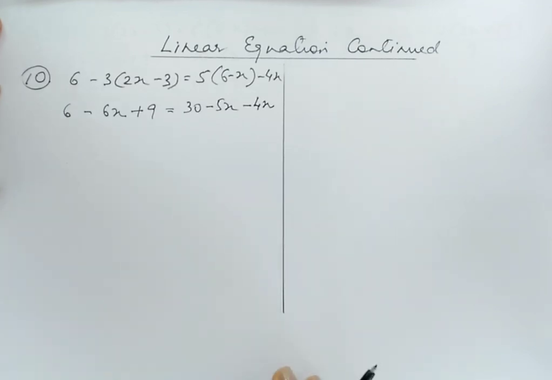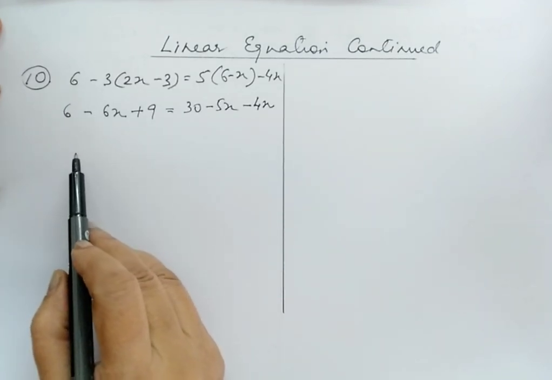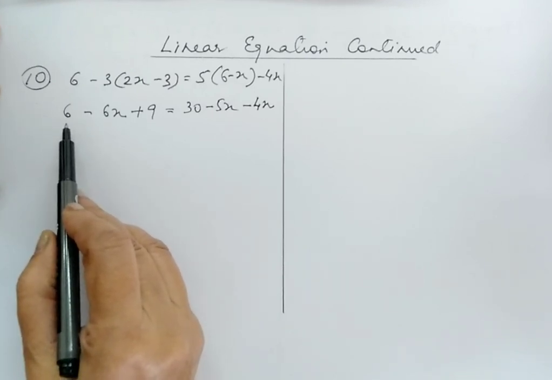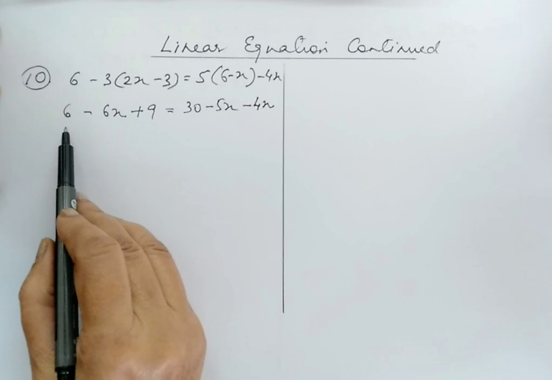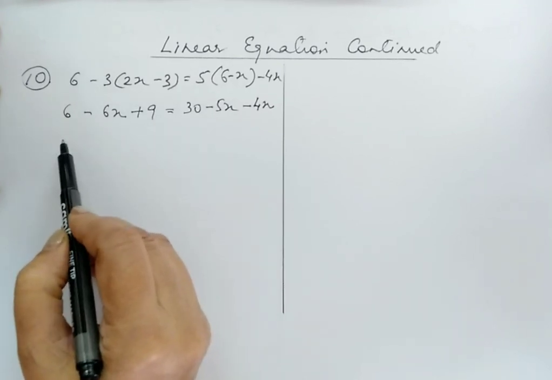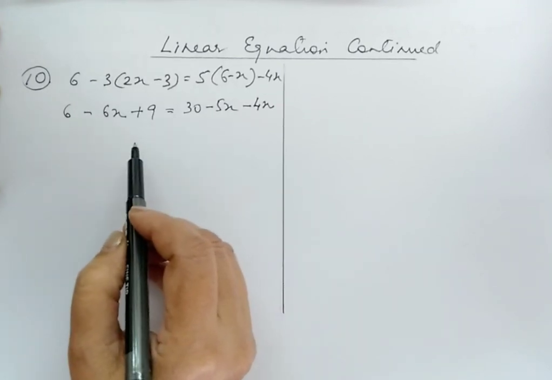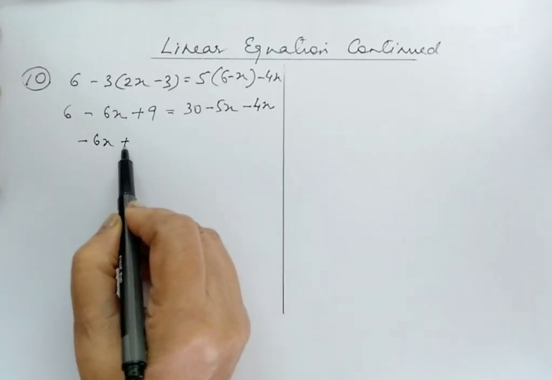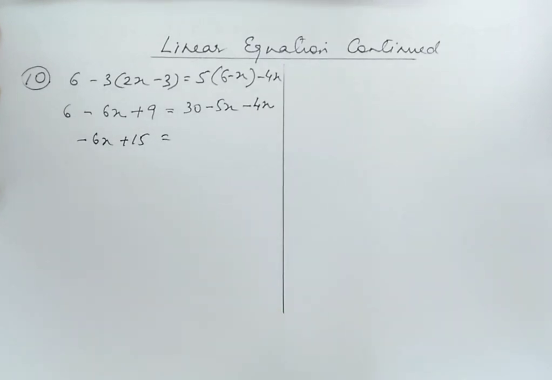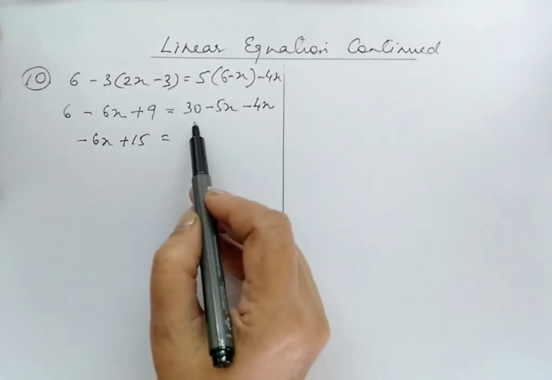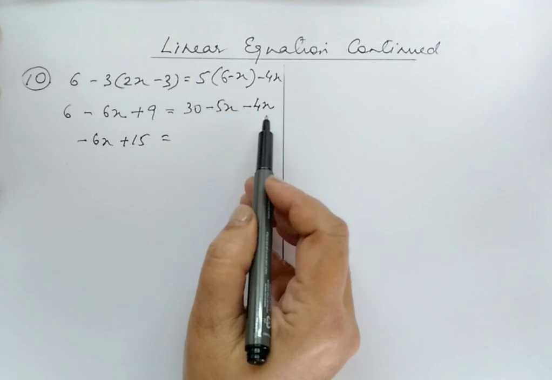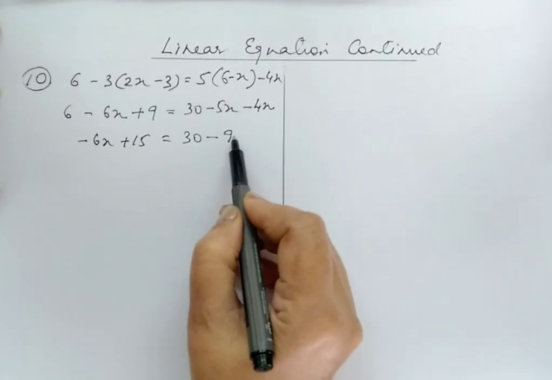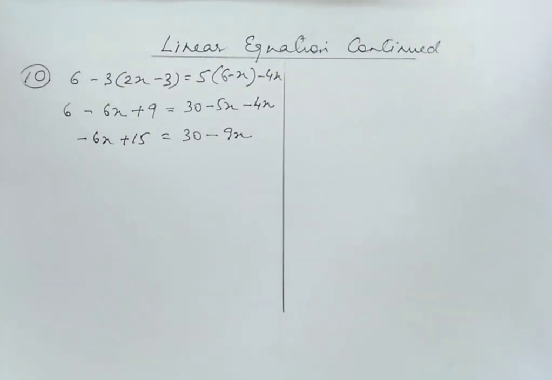What next? Like I had explained in my last video, it's always better to go slow and steady. So let's first simplify the numbers here. We have 6 plus 9, how much? 15. And minus 6x comes down and plus 15. This side, 30 is a number, but they have to be simplified. So we have 30 minus 9x.